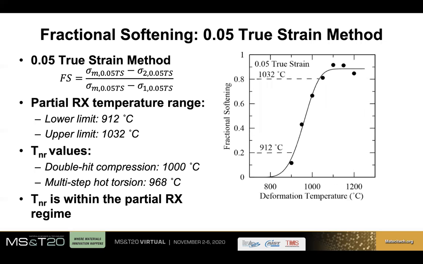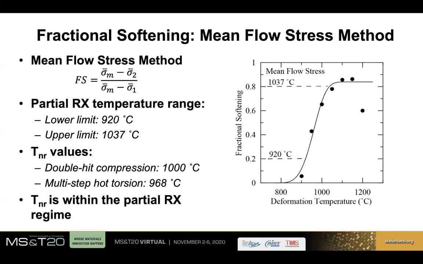And this is fairly similar to what we saw in the case of the 0.05 true strain method. So we see a good correspondence between these two methods to calculate fractional softening. And again, our TNR values of either 1000 degrees or 968 degrees are well within this partial recrystallization regime. And again, also not necessarily at the transition from complete to incomplete recrystallization.